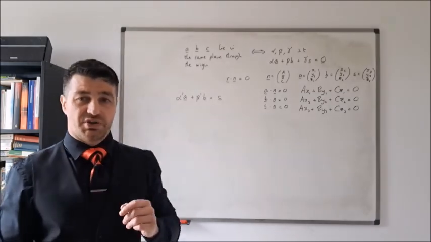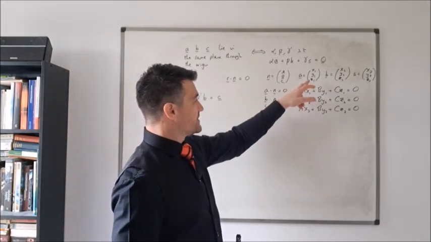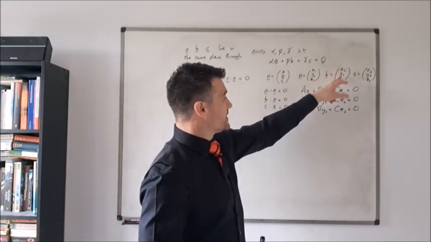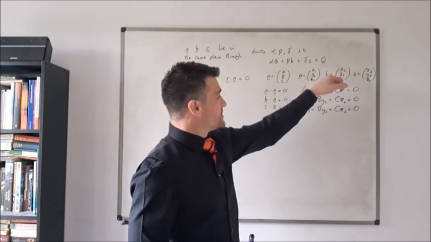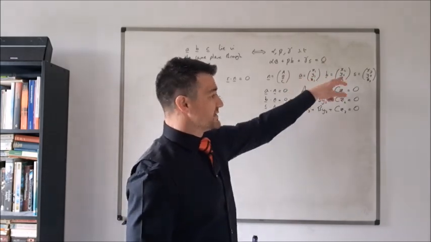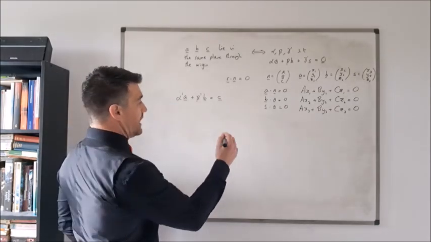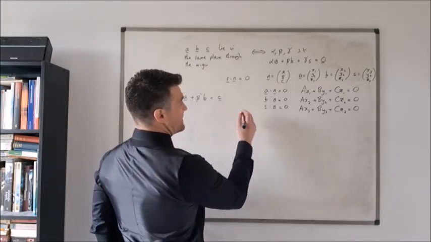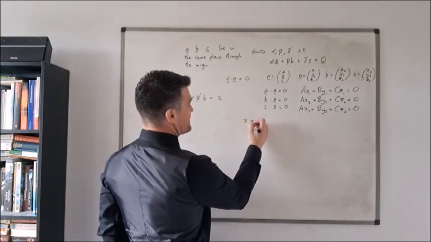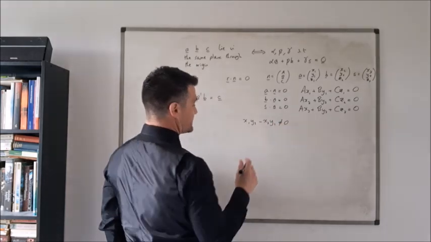So that means it's possible for me to choose two components: either the x and y components of each vector, the x and z components of each vector, or the y and z components of each vector, such that, let's say, I'm going to use x and y just as an example, x1 times y2 minus x2 times y1 is not equal to 0.